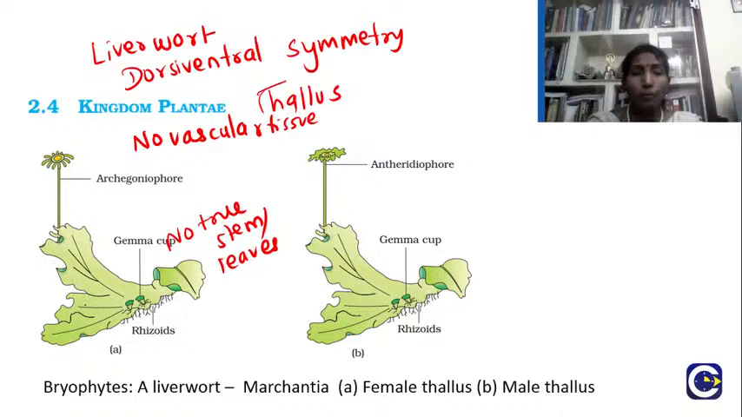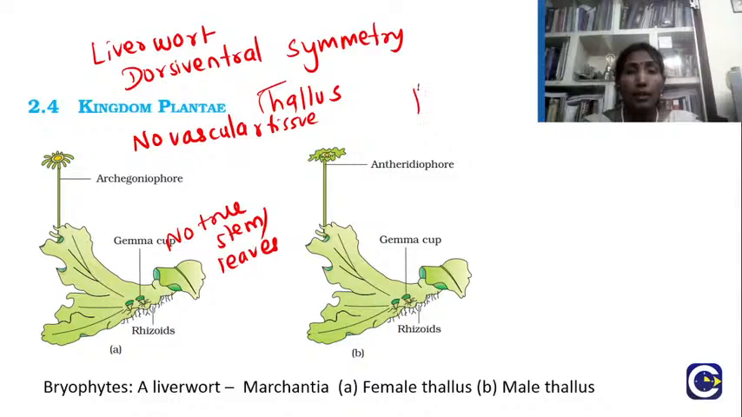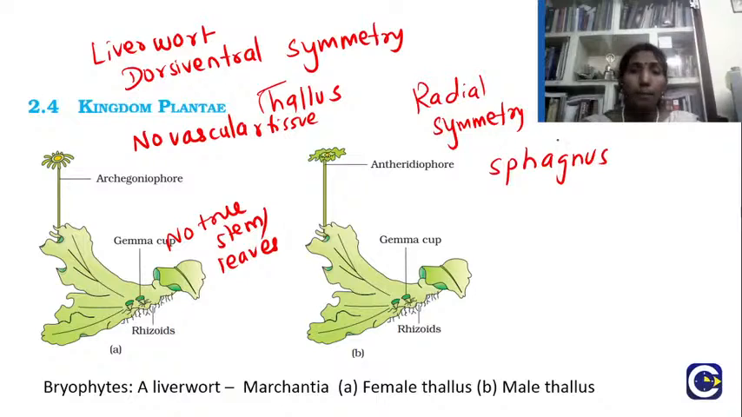Vascular tissues are very primitive in liverworts. But mosses show radial symmetry. Mosses will show radial symmetry. The best example of mosses we give is Sphagnum, a big moss. They are all examples of mosses. So that is what you need to remember.